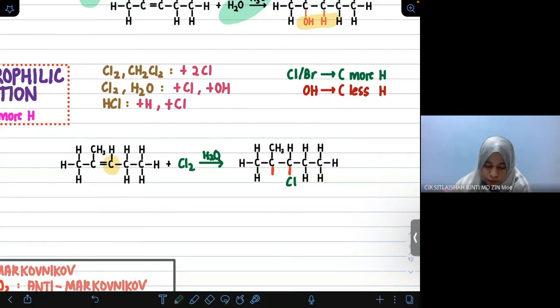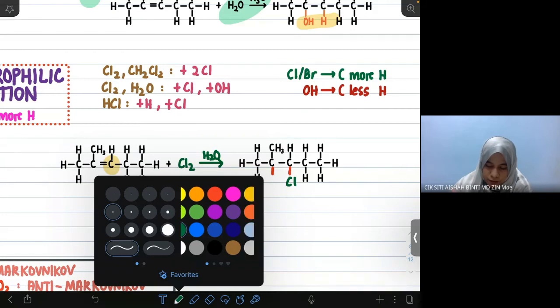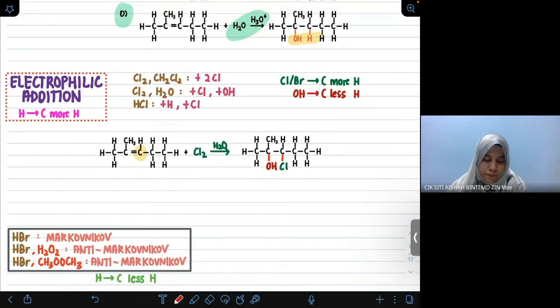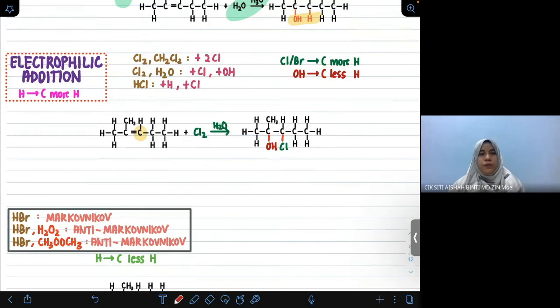So chlorine water is a little different. Here we're going to add our OH. It's a tricky part, because in this case the halogen is actually our electrophile. So that is our electrophilic addition, the second question.